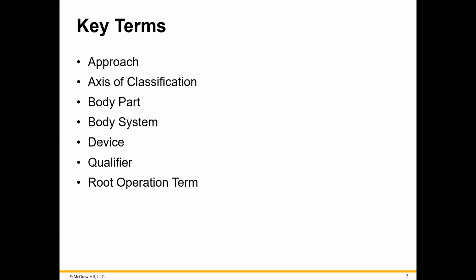So some terms you'll need to know include such things as approach, the axis of classification, the body part versus the body system, the device, the qualifier, and most importantly, the root operation. Knowing the root operation is analogous to knowing what the main term is in diagnosis coding.